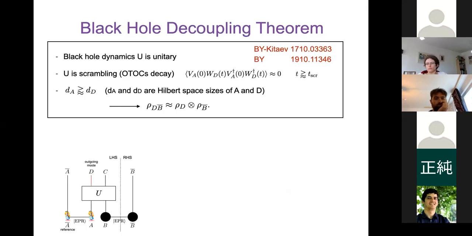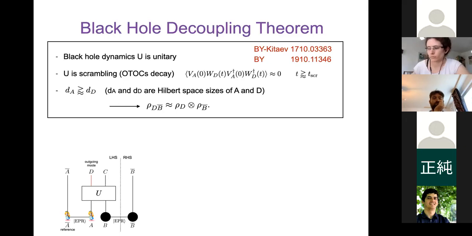This theorem holds under three assumptions. The first, I'm going to assume that the black hole is unitarily evolving. I think it's an important assumption. The second, I assume that the black hole is scrambling, in the sense that out-of-time-ordered correlation functions decay. This roughly says that the time separation is roughly equal to or larger than the scrambling time. The third assumption is the following. I'm going to assume that the Hilbert space dimension of A, the infalling observer, is larger than or equal to the Hilbert space dimension of the outgoing mode. And later, I will give a bit more justification of this assumption.